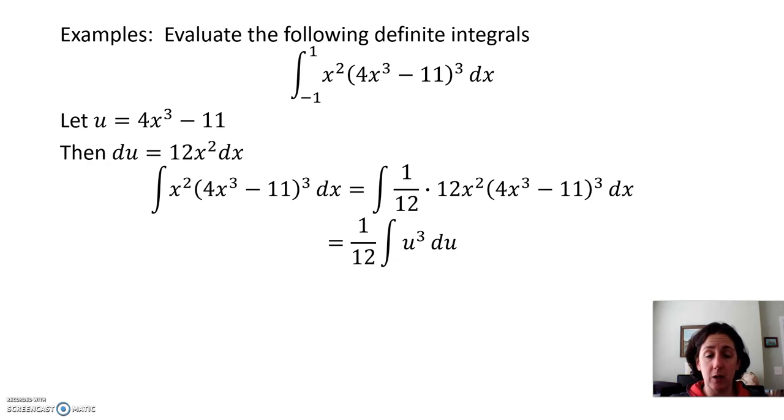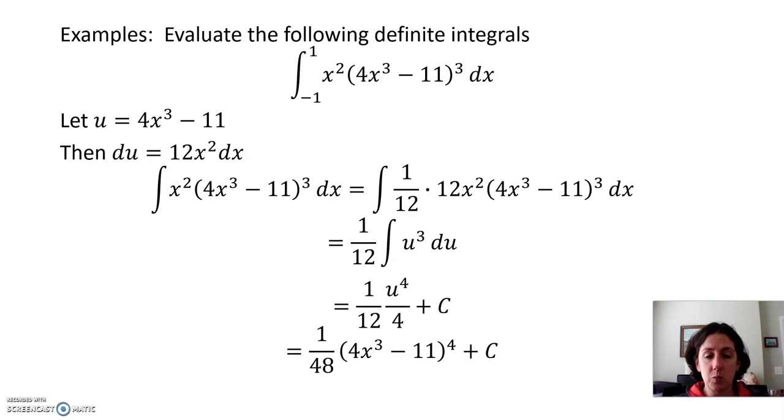That's something we can integrate, right? That's going to be 1 over 12 times u to the 3 plus 1 over 3 plus 1, plus c. And so that ends up giving us 1 over 48 times (4x cubed minus 11) to the fourth power plus c. So that's for the indefinite integral.